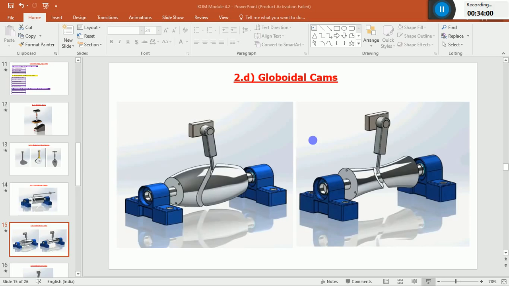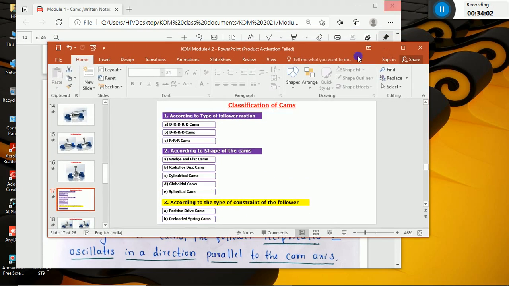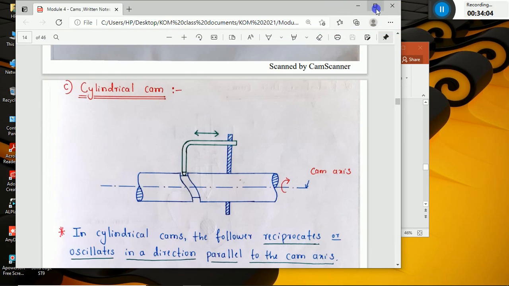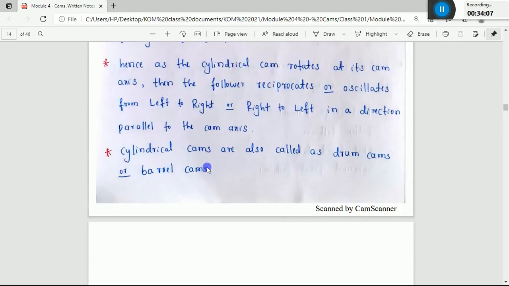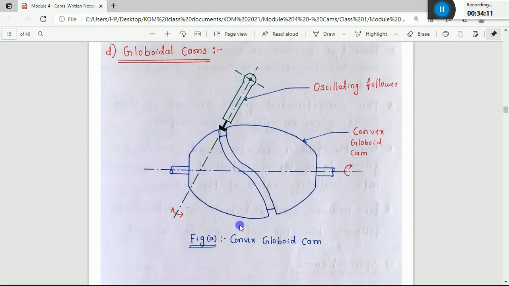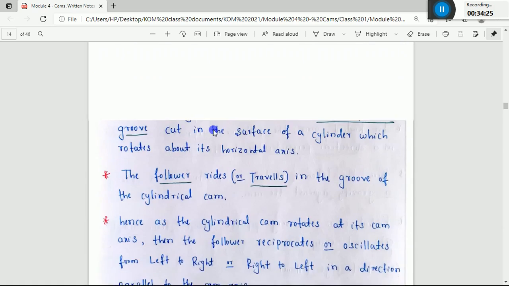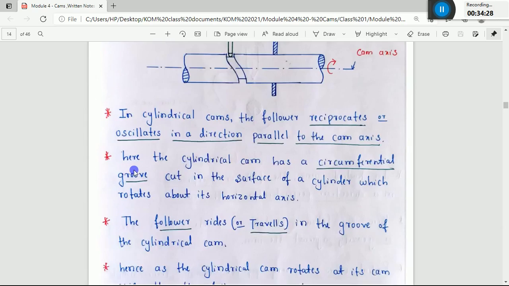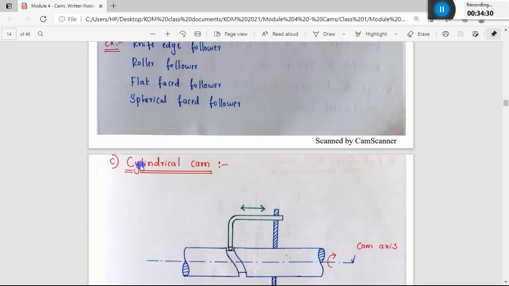If you want the schematic image of these two, that is a globoidal cam, in the examination you can draw this one. So this is the axis of the cam, or the camshaft, and this is the axis of the oscillating follower. You can see all these cams. It means a cylindrical cam.